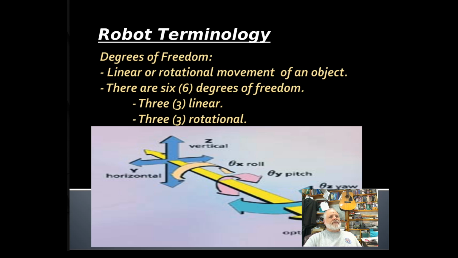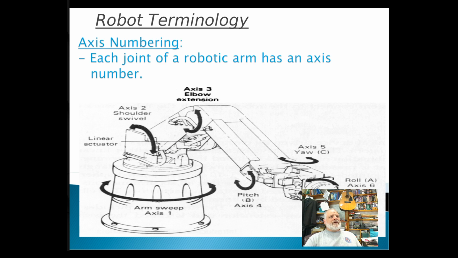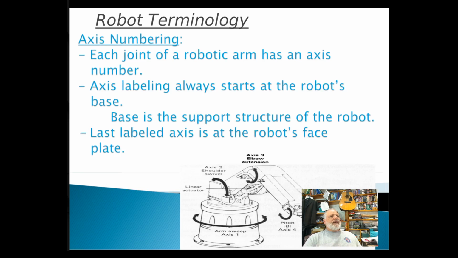So this is an articulated robot. All 6 axes are rotational. And when you count the axes, again, you start counting from the base where it's mounted, and then you count up each axis in numerical order: 1, 2, 3, 4, 5, 6.